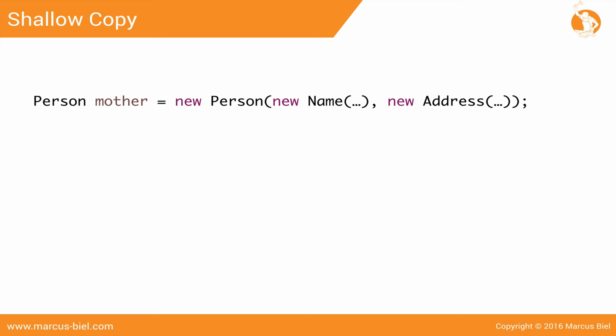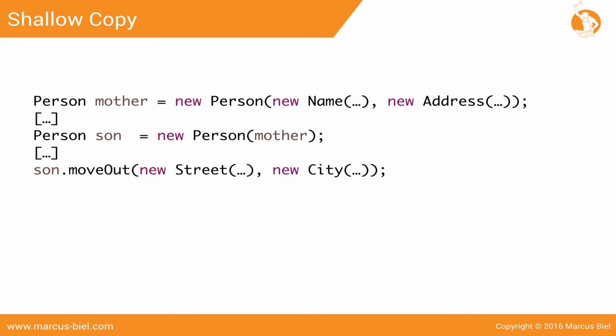Okay, now that we've seen the code of the person class, let's actually make use of it. First, we create a person object called mother with a name and an address. Somewhere later in the code, we will create a copy of this person object and assign this copy to the reference variable son. The mother object will be taken as a basis for the son object, as they will both share the same address. Much later, when the son has grown old enough to support himself, he wants to move out, only to find out that his mommy has already joined him.